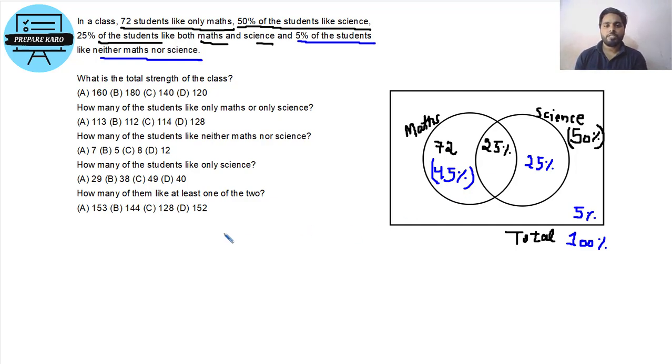Now, so you can say 45% of total students is 72, and we know 45% is, right, 9 by 20 of total students. 9 by 20 of capital T is 72. 45% of capital T is 72, so 9 by 20 in terms of fraction.